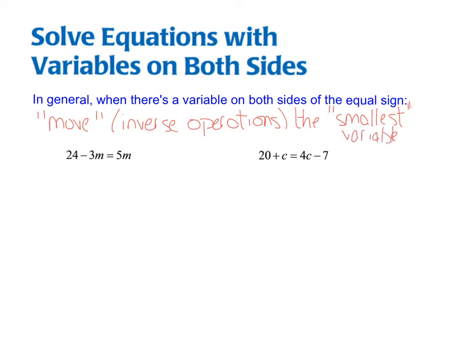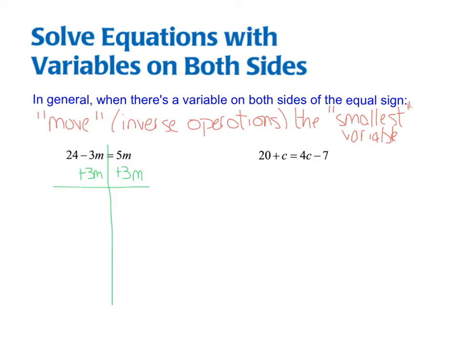Okay, so here's sort of what you need to do. It's not a bad idea if you want to draw a line through that equal sign so that you can keep the left and the right side of the equation separate. And I look here, I have a minus 3m and a positive 5m. Well, negative 3 is smaller than positive 5, so I'm going to move, using inverse operations, the negative 3. Since it is minus 3m, I'm going to add 3m to both sides. I do that because there's an equal sign between the two variables.